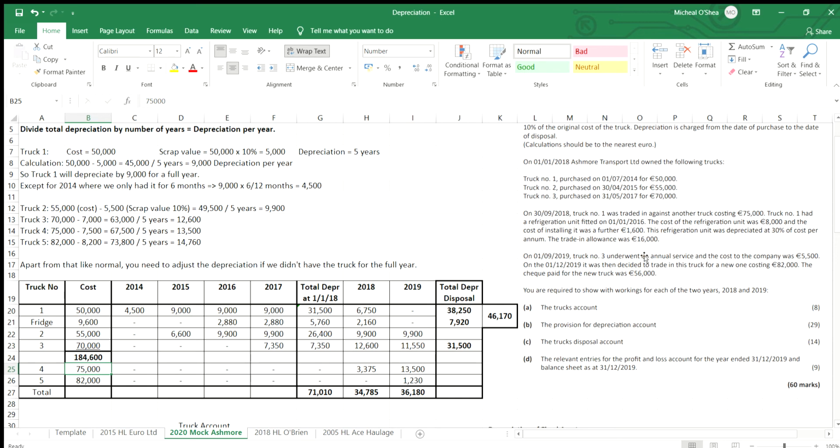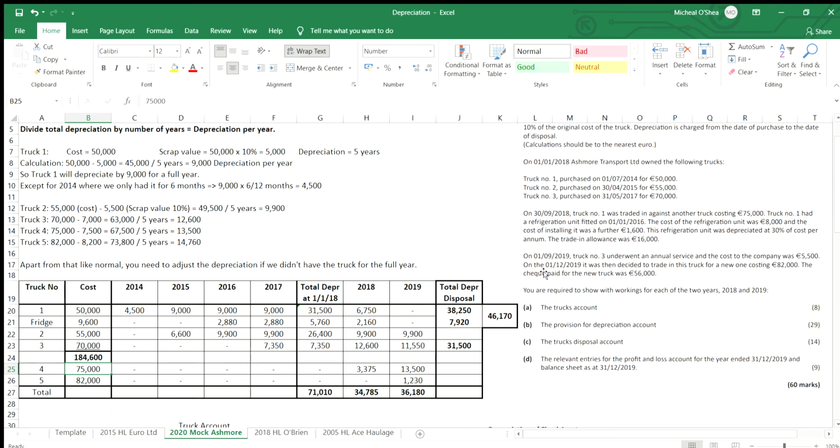So this is actually a little trick line. This 5,500 does not come into the first three parts of this question. We'll look at it at the very end, but it doesn't come into either of our accounts. So I'm going to completely ignore it. Just basically ignore that line for now. So truck number 3, the original cost of it is 70,000. I'm not increasing it by 5,500. I'm leaving it alone, again, because the service did not add to the original value.